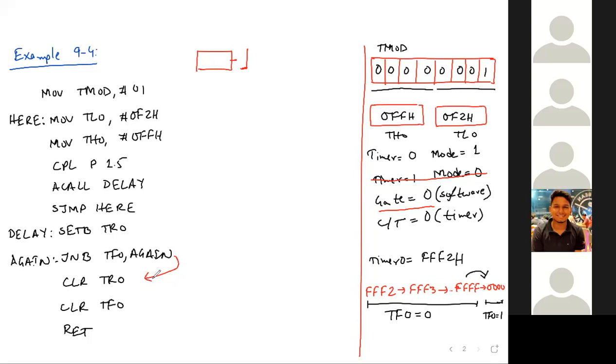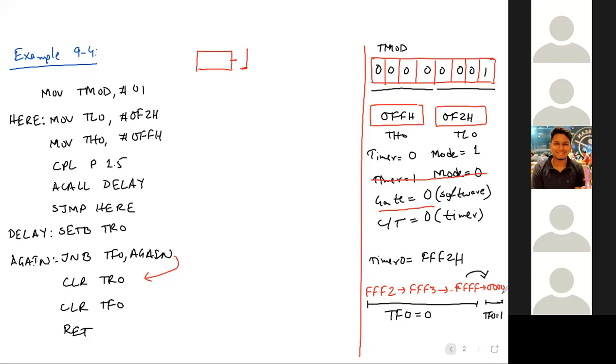So there is no increment command here. That is the main advantage of your timer. See, once you write SETB TR0, you are starting your timer. The moment you start your timer, it means that you start counting. Okay. Clear everyone up to this?